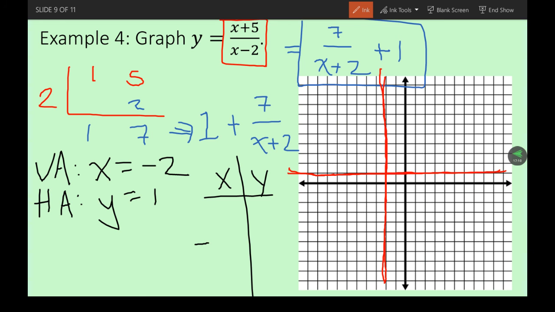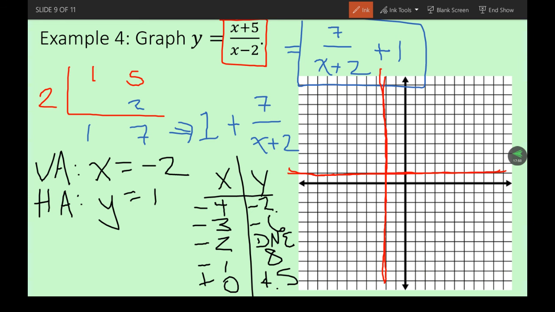Have that can-do attitude. Then we just plug and chug. We just go to town. So if I plug in 0, I get 3.5 plus 1 is 4.5. If I plug in negative 1, I get 8. Plug in negative 3, and you can probably start to see there's going to be some sort of symmetries here. I get negative 7 plus 1 is negative 6. Plug in negative 4, get negative 3.5 plus 1 is negative 2.5. And we just plot away.